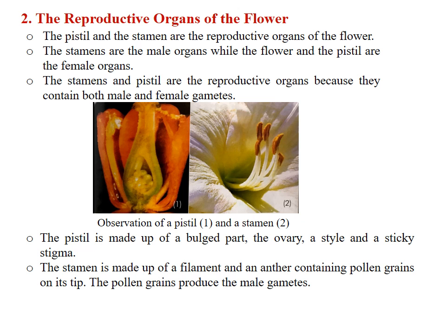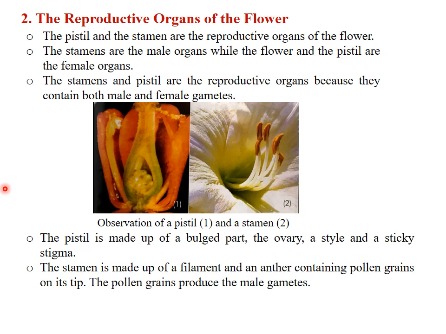Now, let us see what the reproductive organs of the flower are. The pistil and the stamen are the reproductive organs of the flower. The stamens are the male organs, while the pistil is the female organ. The stamens and pistil are the reproductive organs because they contain the male and female gametes. So in the first picture, we can observe a pistil, and in the second picture, we can observe a stamen.